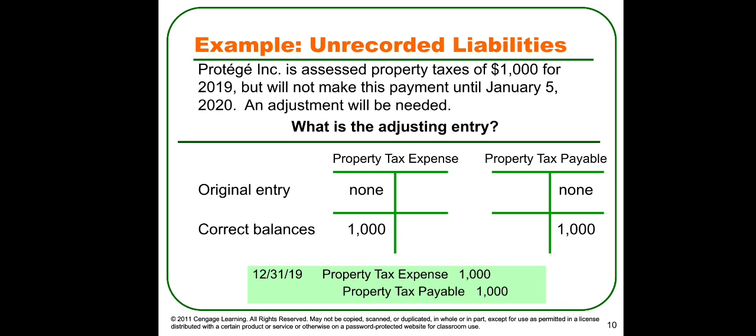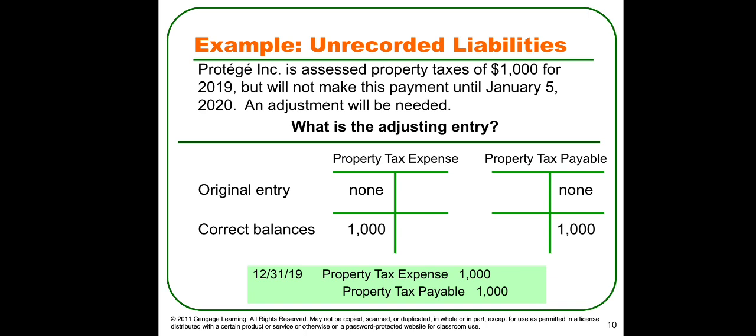Okay, the second type of adjusting entry is unrecorded liabilities. So you see here, unrecorded liabilities. The situation or example is like this. A business is assessed property taxes of $1,000 for year 2019 but will not make this payment until January 5th, 2020. An adjustment will be needed.